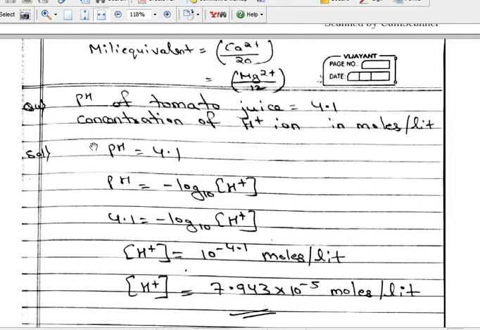Let us discuss this, then we will come to the milliequivalent. Another numerical: pH of tomato juice is 4.1. This is also a great question. pH of tomato juice is 4.1. Find the concentration of H plus ion in moles per liter. Okay, so it is again very simple. pH is 4.1, so it is the negative logarithm of H plus ion concentration. So ultimately H plus ion is 10 to the power minus 4.1 moles per liter. It can be simplified to 7.94 into 10 to the power minus 5 mole, but you can keep it as 10 to the power minus 4.1 moles per liter also. Nothing wrong, this is also fine.